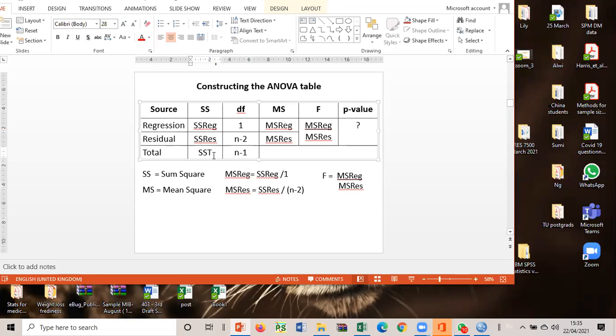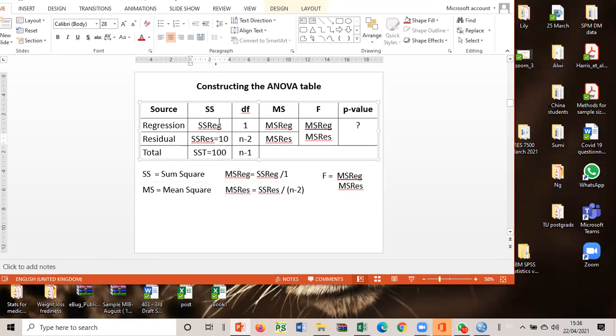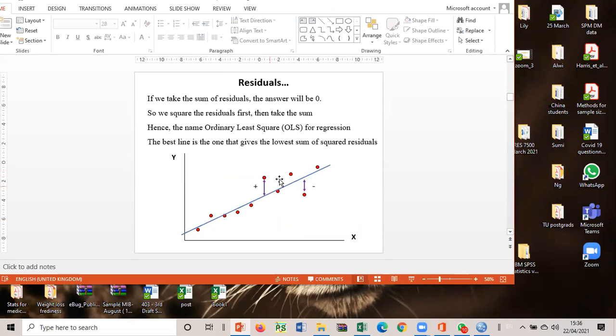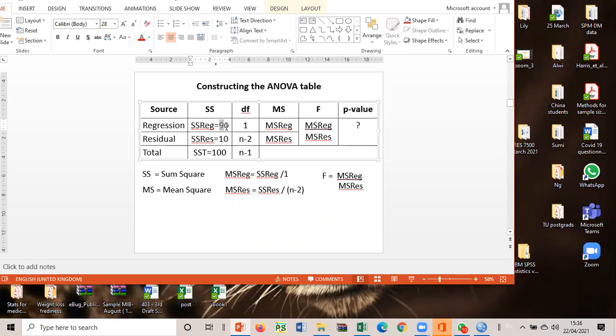If I know this, and I know this, how much must be regression? 90. This we know from the graph, all the deviations. So the total minus the residuals, that's what you get there. Somebody said R square is the sum of the residuals. No, it's not the sum of the residuals.